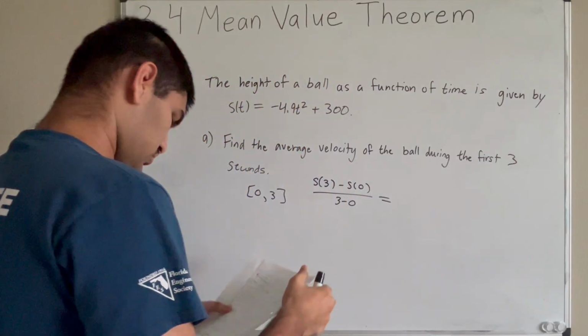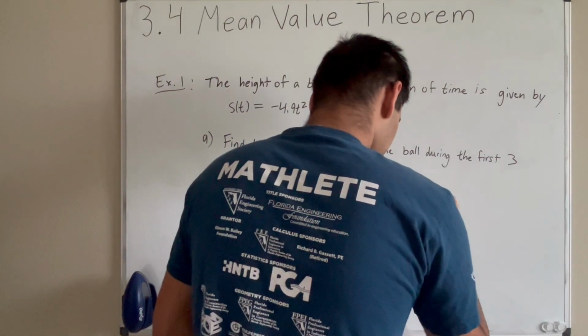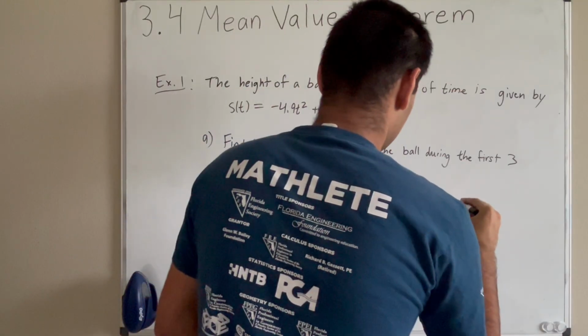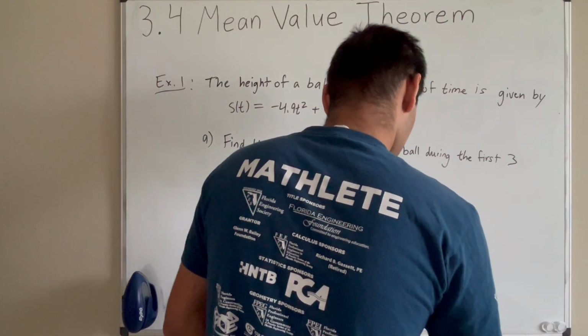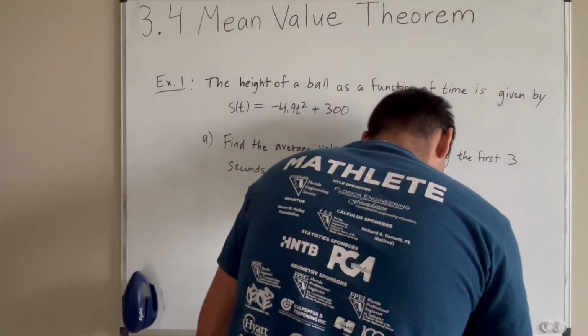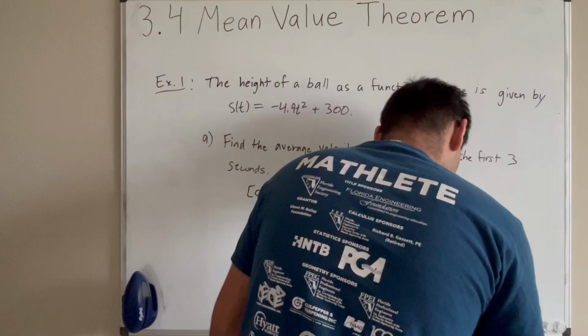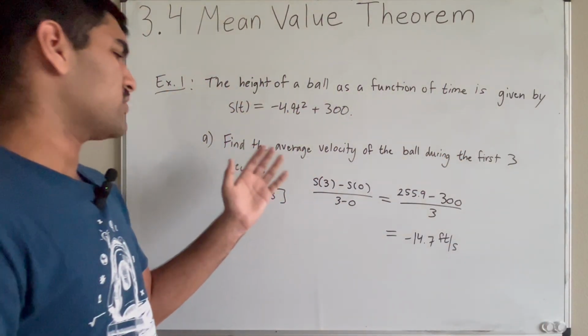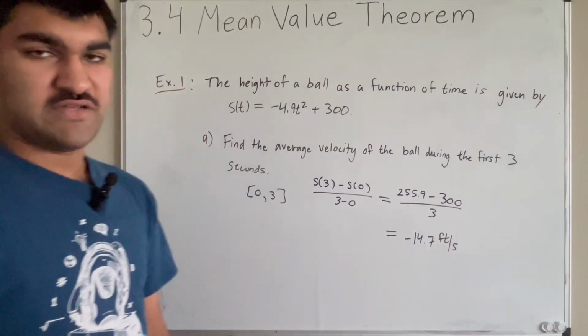And this is equal to 255.9 minus 300 all over 3, which evaluates to negative 14.7 feet per second. All right. So the average velocity of the ball during the first 3 seconds is negative 14.7 feet per second.